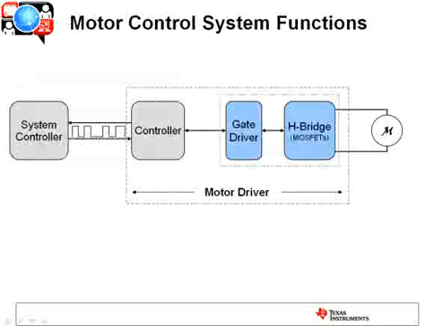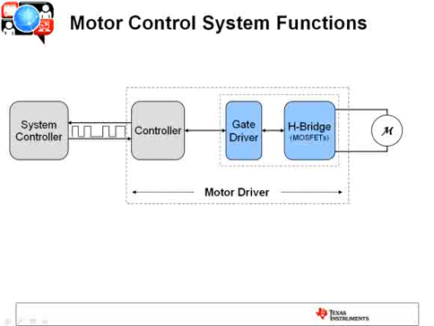We've got a functional diagram here of a motor control system, with the left-hand side showing the system controller, and in this diagram we're showing it communicating with the motor controller via a bus such as a CAN or RS-485. You've got the gate driver and the H-bridge.